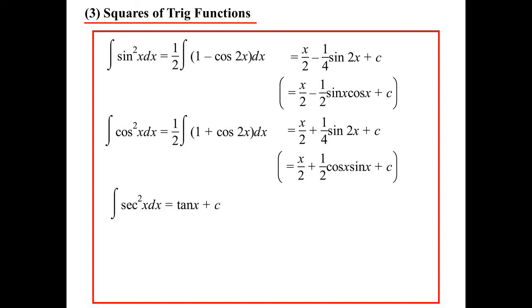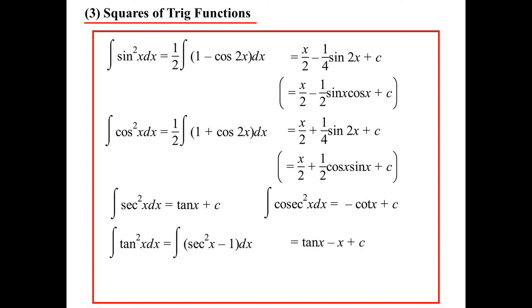Sec squared, well, that's a standard one, which is tan. Cosec squared, the complement of sec, so we get minus cot. Tan squared we can rewrite as sec squared minus 1. Integrate sec squared, you get tan x, integrate the 1, you get x, so it's tan x minus x. Which means cot squared should end up being minus the complement of that. So we could rewrite it as cosec squared minus 1, and we get minus cot x minus x. Notice that minus x is still minus x there. It's only minus the complement, the bit that contains the trig ratio.